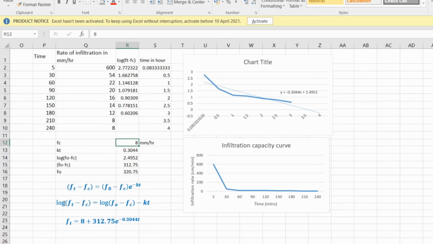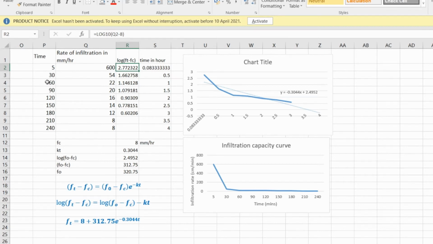I have calculated log of (Ft minus Fc) in this column. I'll just double click over here so that you can see. Log 10 of Ft is representing the infiltration rate at any given time, minus 8 is representing the Fc. So this table will give you the log of (Ft minus Fc) values, and I calculated all of them. Next thing is to draw the duration, time.